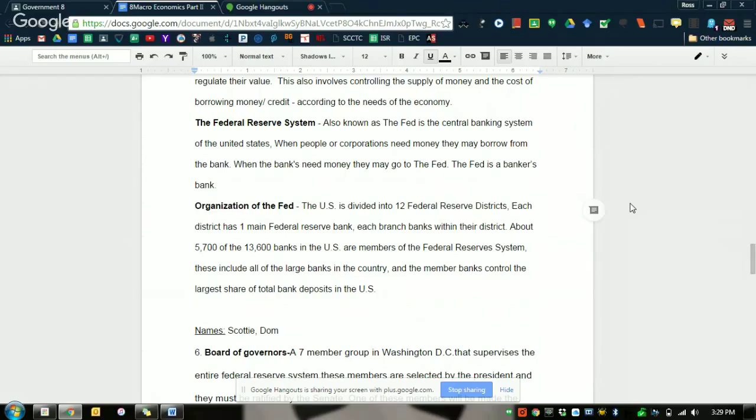About 5,700 of 13,600 banks in the U.S. are members of the Federal Reserve System. And these include almost all the large banks in the country. Member banks control a large share of the total bank deposits in the U.S. And these are the major big player banks, U.S. Bank, Chase, PNC, those types of banks.